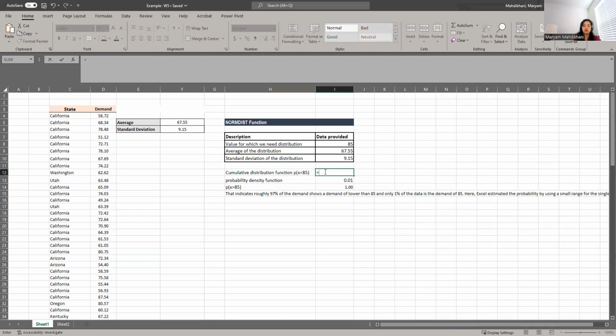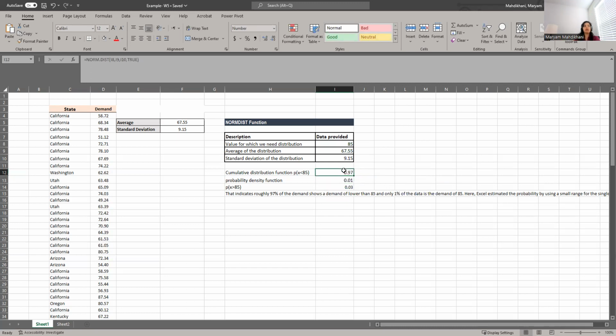To find that, I write equal, type NORM, and choose the normal distribution, because the normal distribution is what I want to calculate the probability for. It's asking me, what is your x? My x is 85, it was given to me. Put a comma. Now it's highlighting the second one. What is the average of the data set? I have it here, I choose it. What is the standard deviation of your data set? Choose that. And then always choose TRUE. Double click on that and close the parentheses.